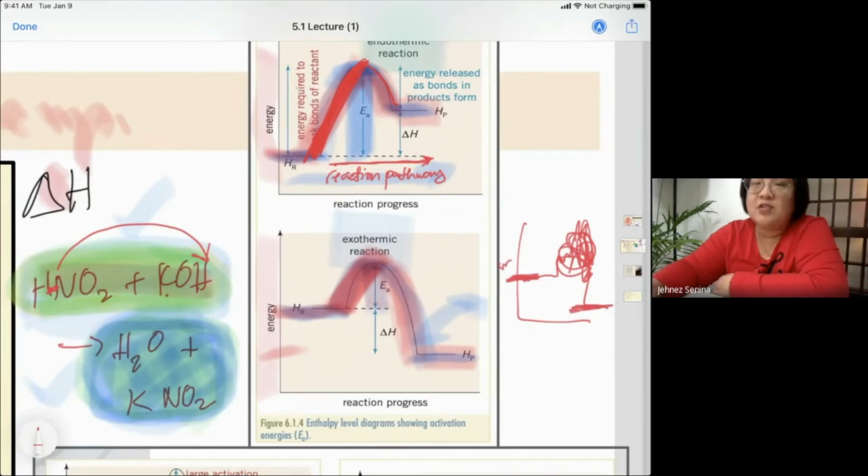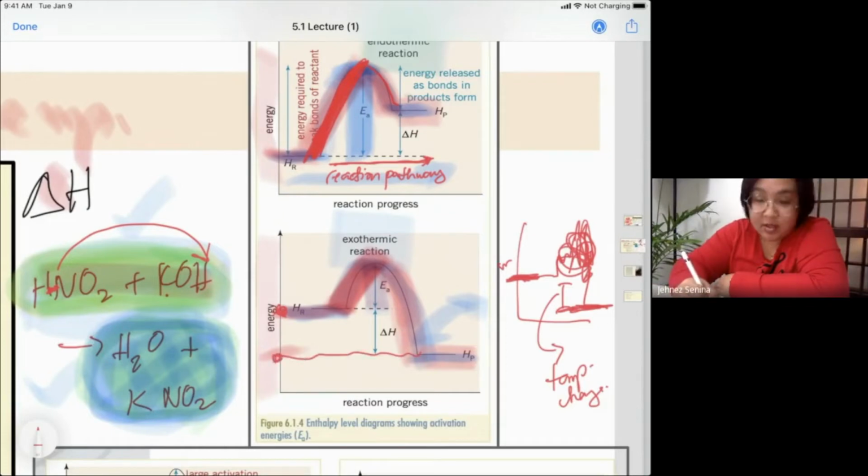Oh, you're right. So how can I measure it? Right here. Temperature change. Do you follow? I don't know this, and I don't know this. But I know the change. I know the temperature changes. So I can get that by monitoring temperature changes. Okay.